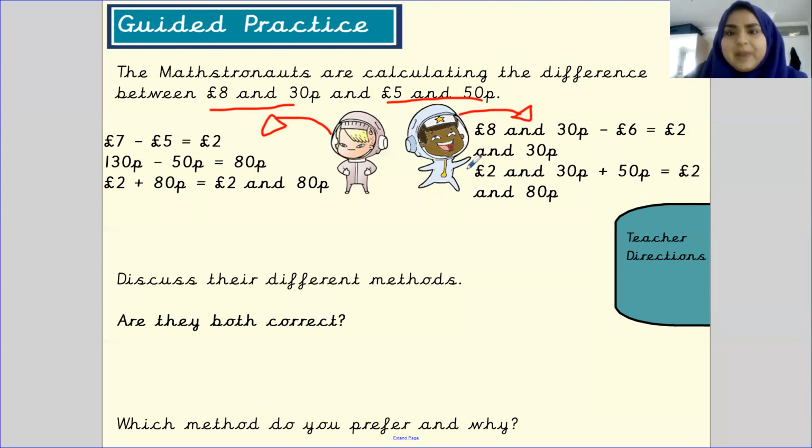method. So the pink astronaut is saying £7 minus £5 is £2, which means £1, 130 pennies minus 50 pennies is 80p. £2 and 80p equals £2.80. Then the blue astronaut is saying £8 and 30p minus £6 is £2.30. £2 and 30p plus 50p equals £2.80.